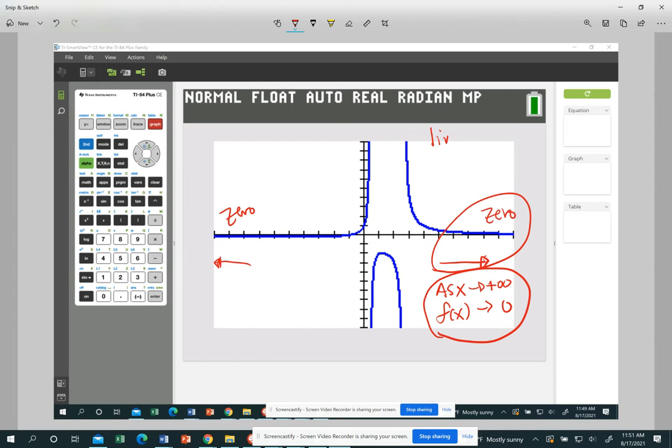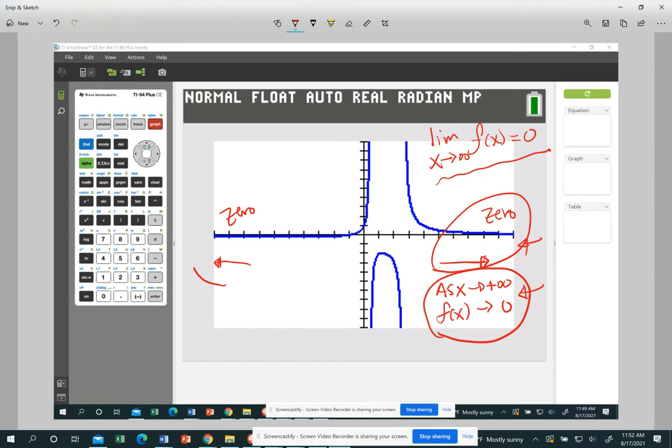In calculus, we say it like this. Limit as x goes to what? Infinity, f of x is equal to 0. This statement, this notation, is basically saying this and this one. I hope you guys are clear.